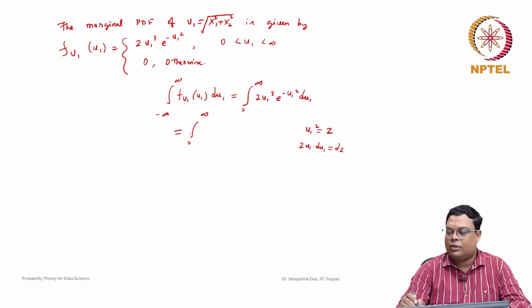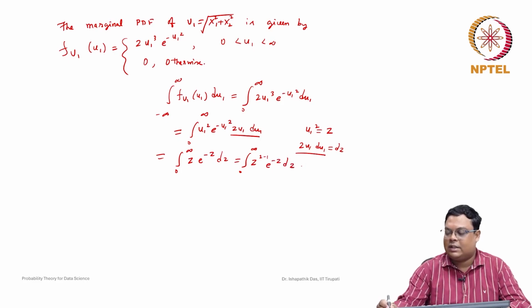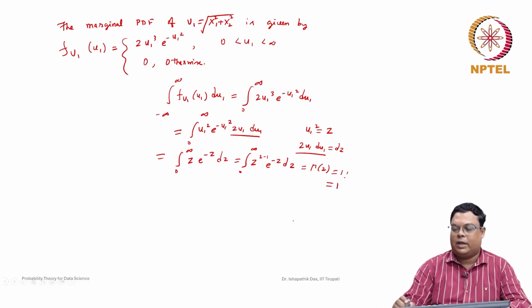Now u1 squared is z, e to the power of minus z, and I am writing it this way with 2 u1 du1. So 2 u1 du1 is dz, and u1 squared is z for simplicity. So this becomes z e to the power of minus z dz. This is nothing but the integral from 0 to infinity of z to the power of 2 minus 1 e to the power of minus z dz. So what is this? This is nothing but gamma 2, and gamma 2 is 1 factorial, which is 1. So then it is a density function.